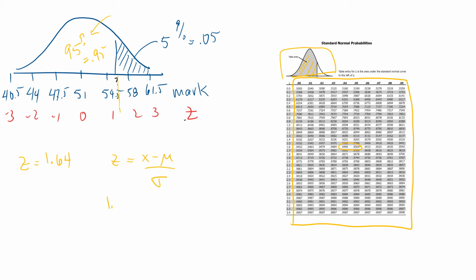So the z-score is 1.64. The x value is the mark, which we don't know. And we do know the standard deviation is 3.5. So just like in the last one, we're going to have to get x all by itself. So I'm going to multiply both sides by 3.5. And that cancels. And then I'm going to add 51. So it's 3.5 times 1.64 plus 51. And I'm doing that in one step instead of two, like in the last question.